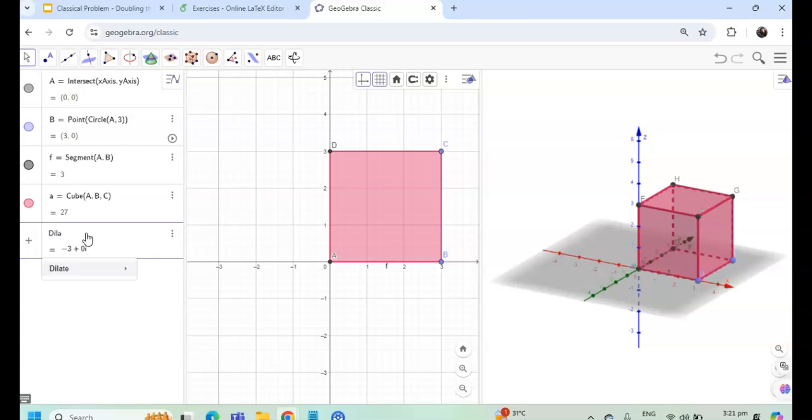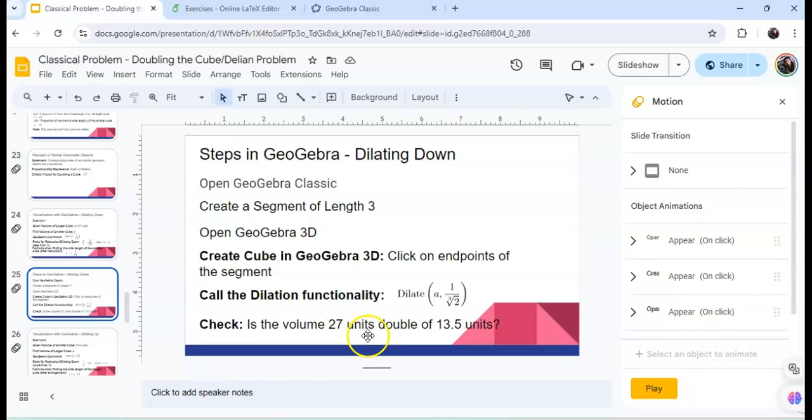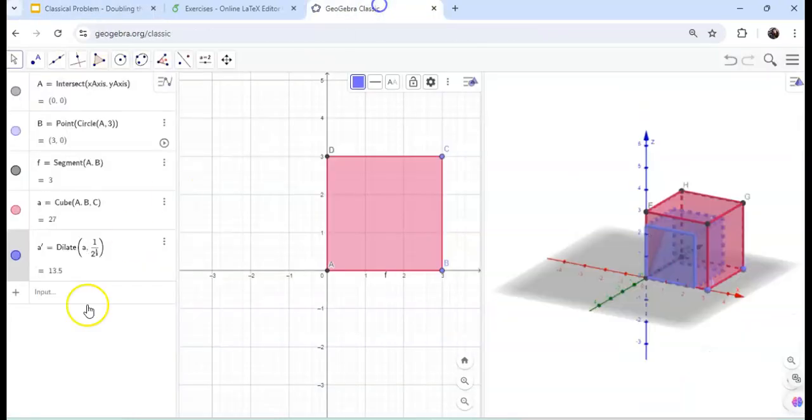So just type in dilate and then call the cube A, and the scaling factor. So scaling down is less than 1, so that will be 1 over cube root of 2. Alright, so let's now check. Is the volume 27 units double of 13.5 units? So what is the volume of the smaller cube here? It's 13.5 units. So is 27 units the double of 13.5? Yes. So the dilating down is successful.